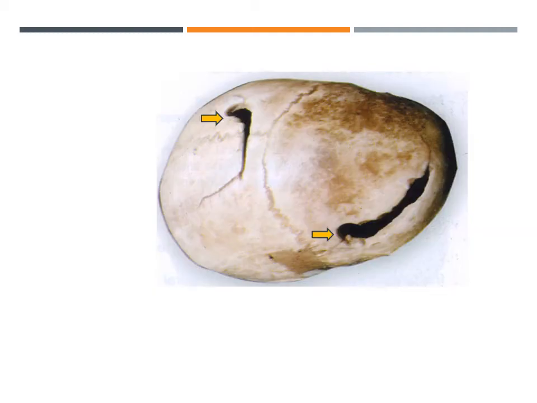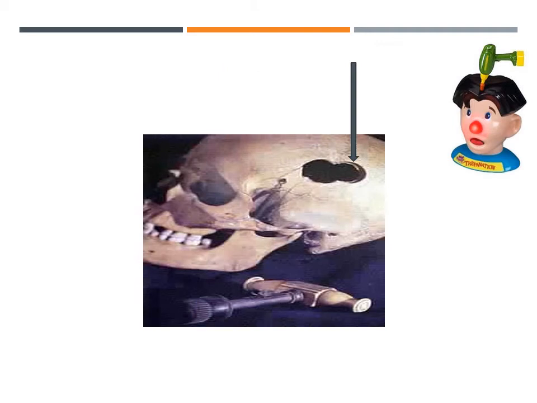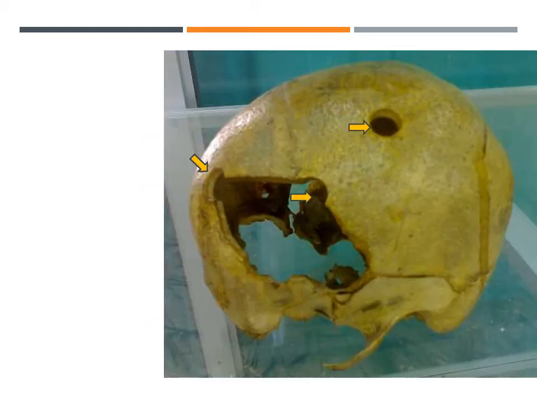Like this skull, showing fracture in the skull with two trephines, defined by these arrows. Also, it is a trephine, this arrow defining it. This is a trephine, and this skull showing three arrows defining multiple trephines in this skull.